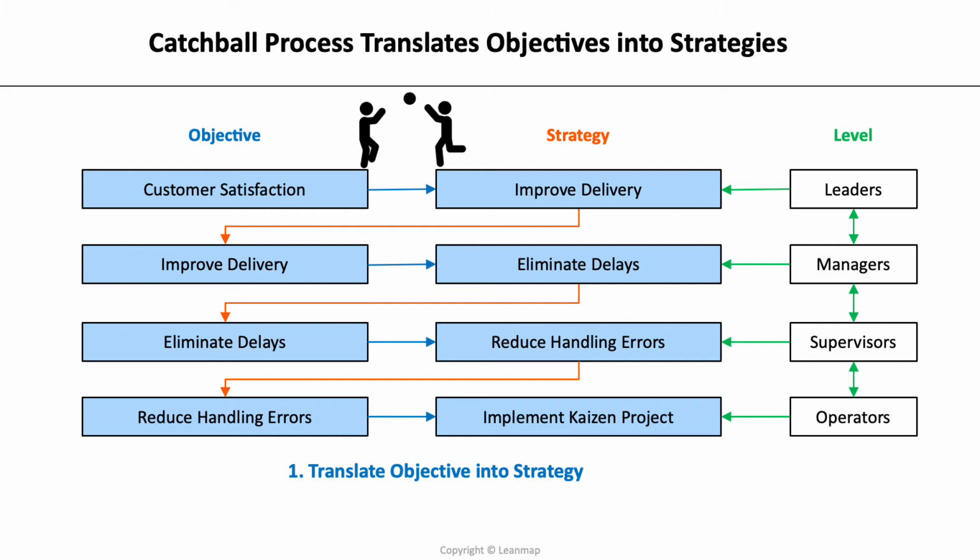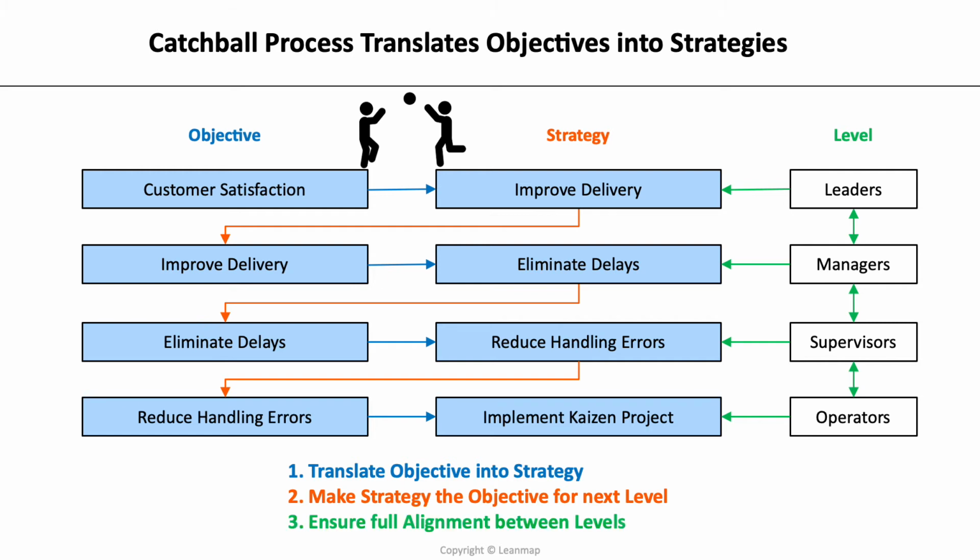Again, number 1 is to translate objective into a strategy. 2, we make the strategy the objective for the next level down. Number 3, we ensure full alignment between all the levels. That's Catchball.